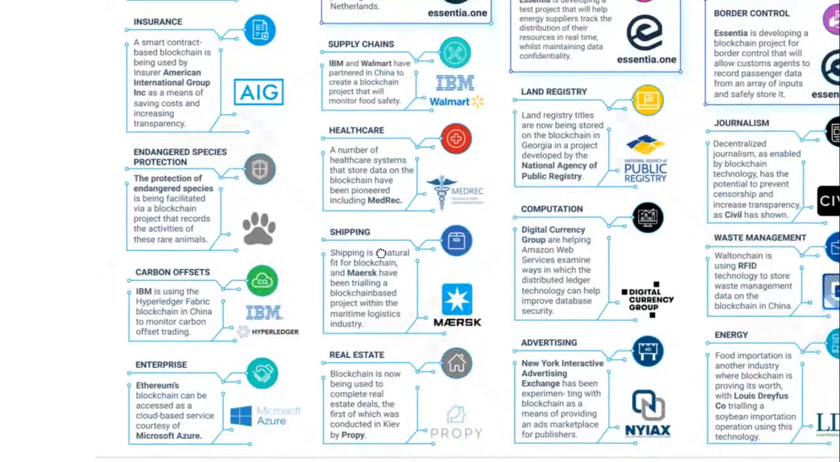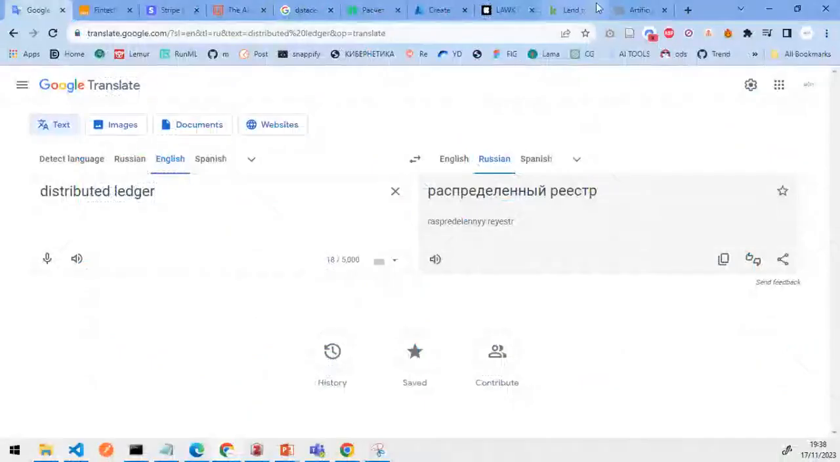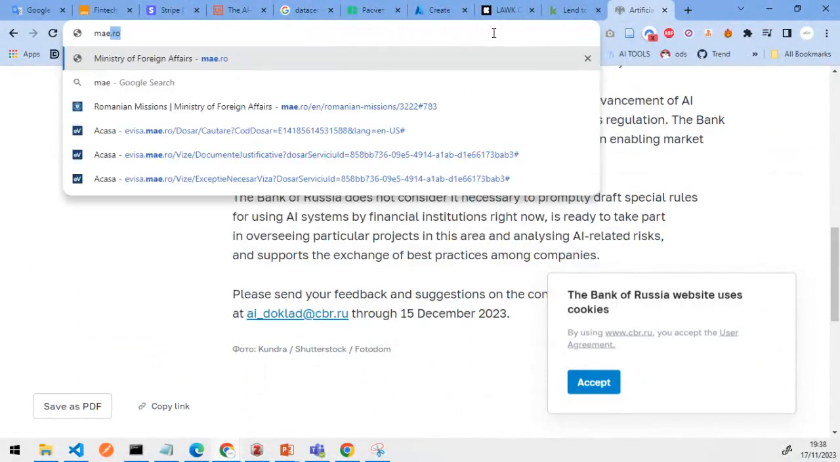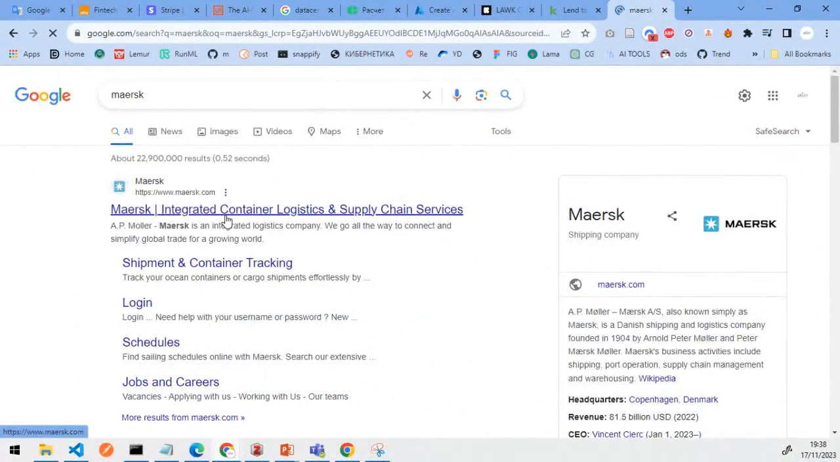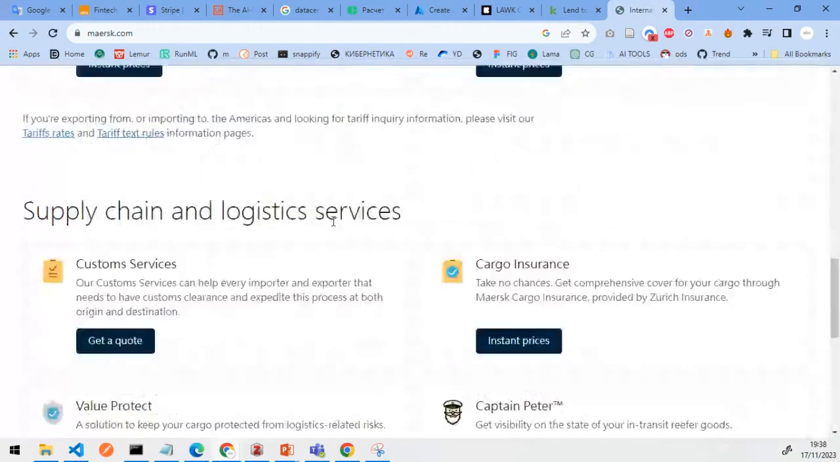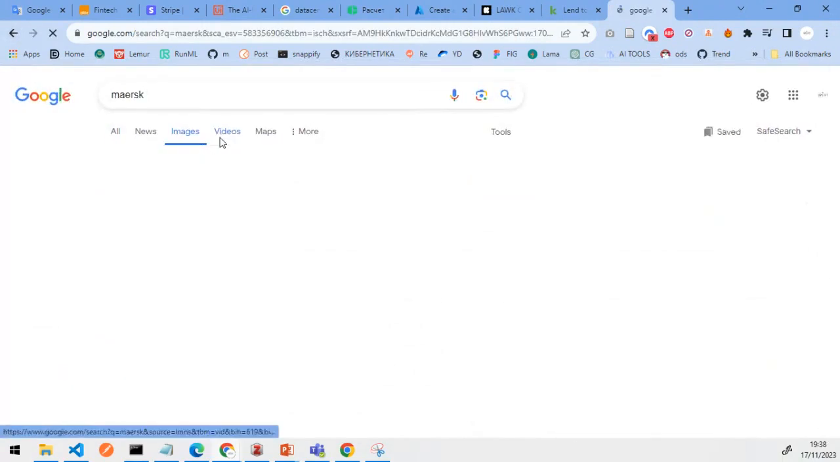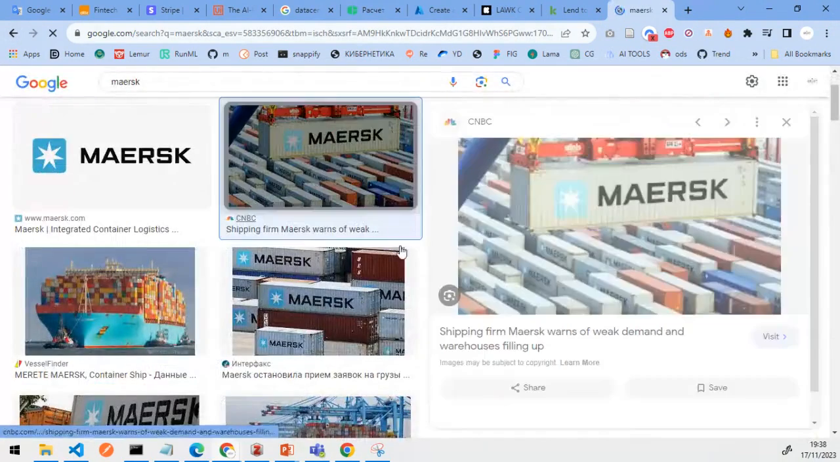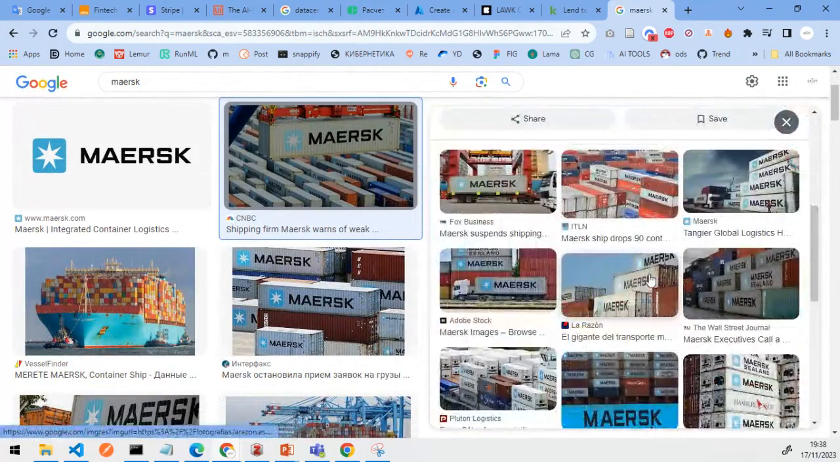There are many examples in shipping. Maersk, if you know Maersk, is an interesting company. It's an integrated container logistics shipping company. They're in charge of all these containers most of the time. They rent out containers for people to transport their goods.